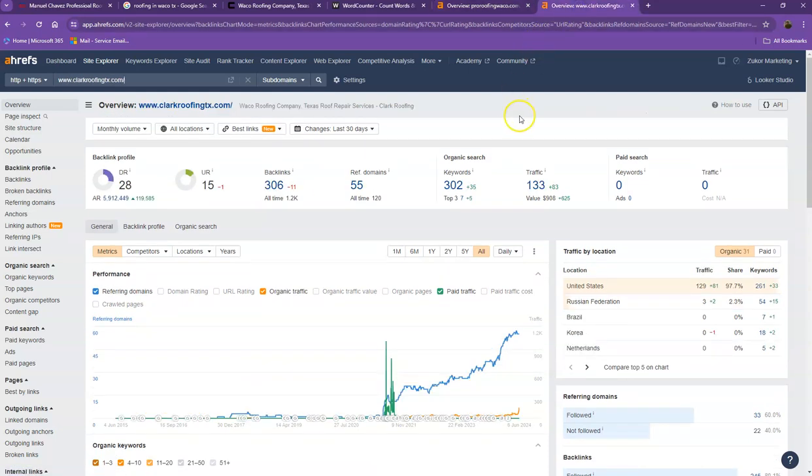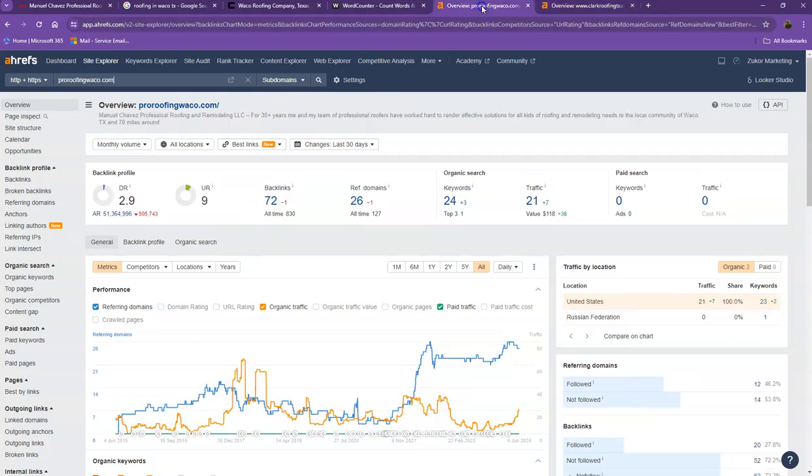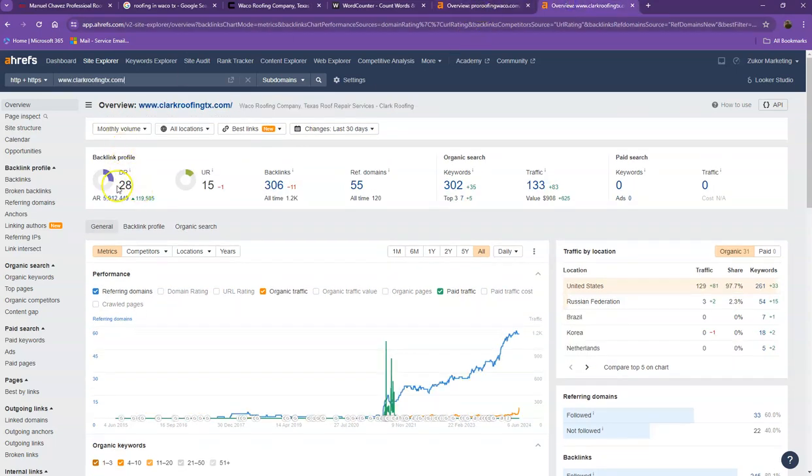Let's go ahead and take a look at your competitors' numbers. Starting off with DR and UR, it shows that Google actually finds their website a much more trustworthy and stronger website. That's also because they have more backlinks. They also have more keywords, which gave them more traffic.